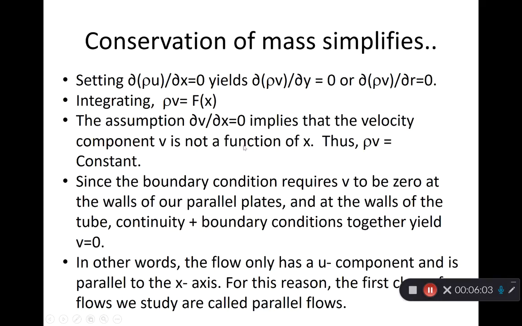Now, if rho v is a constant, that means since rho is a constant, v is a constant. Look at our 2D flow between two flat plates, like the one that Newton considered. Flat plates are solid pieces of metal or structure, so no flow can cross that particular surface. So the v component of velocity is 0, both for the top wall and the bottom wall. Therefore, the only constant that will make sense is 0. Therefore, v equal to 0 in the case of a flat flow between flat plates.